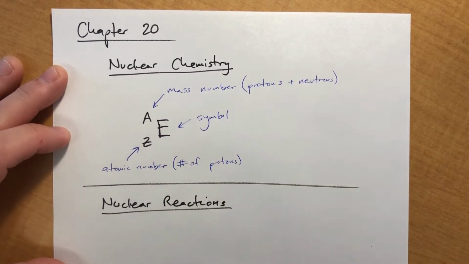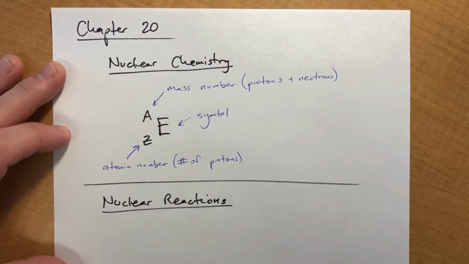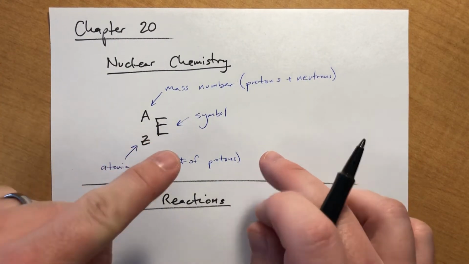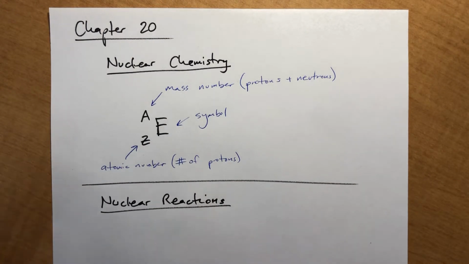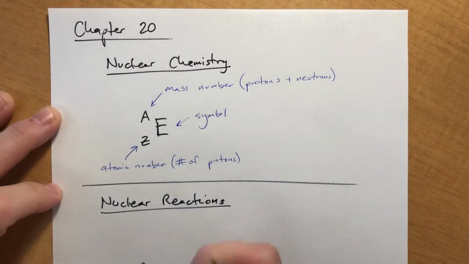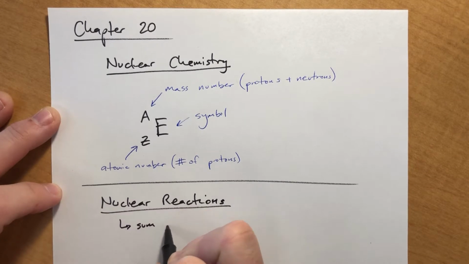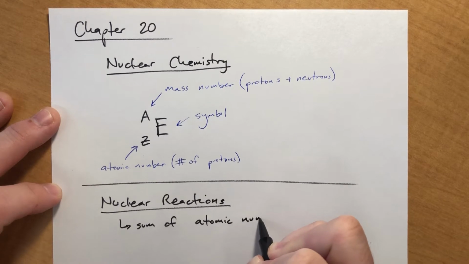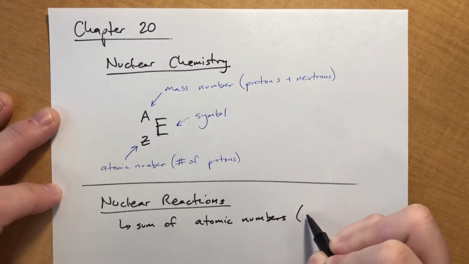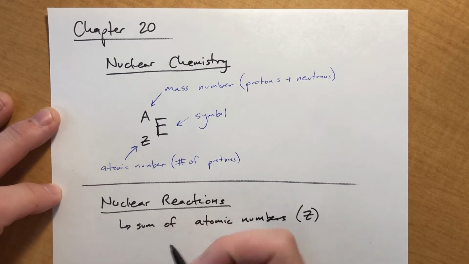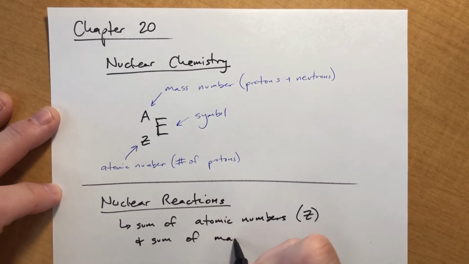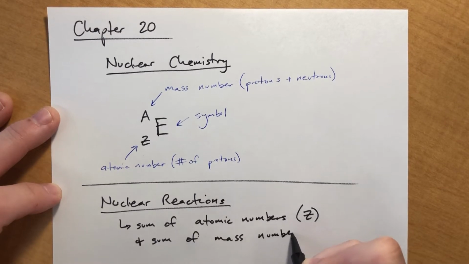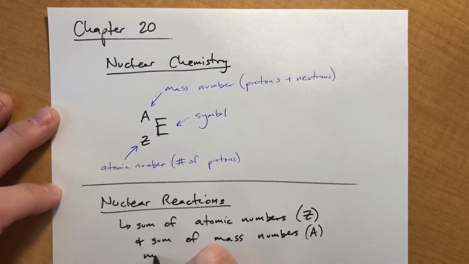the way this works is when we balance nuclear reactions, we don't care how many of each element are on each side, like the reactants and products. What we care about is that the sum of the atomic numbers, basically the Z values, and the sum of the mass numbers must be equal for the reactant and product side.